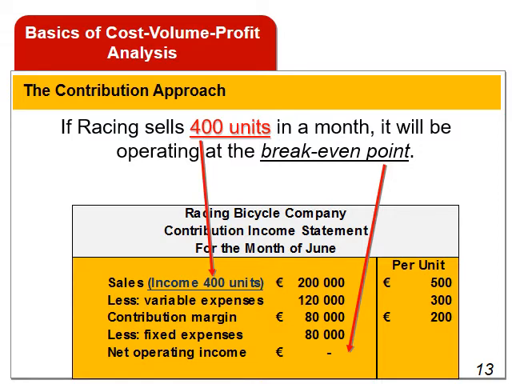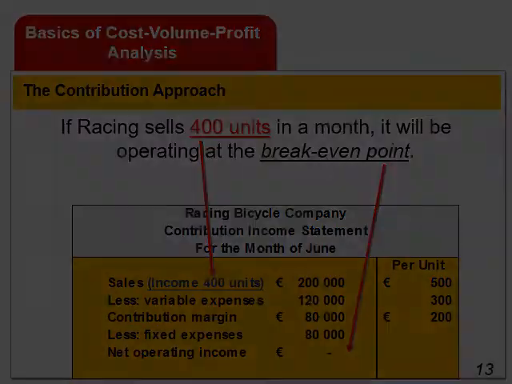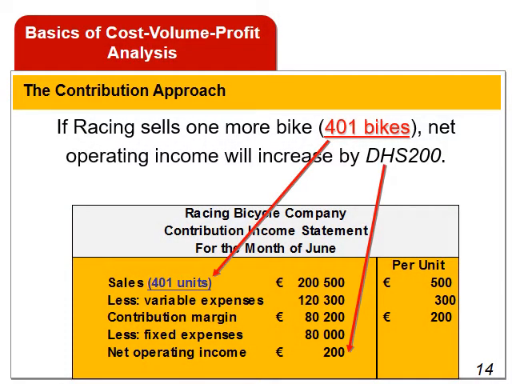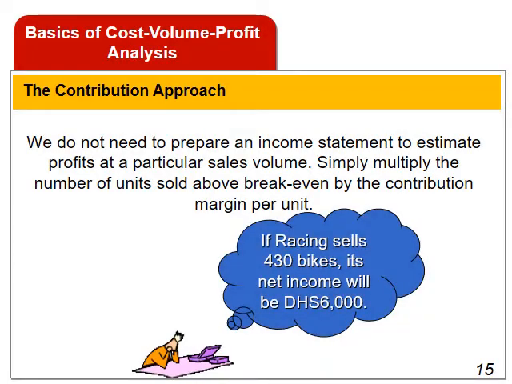If Racing sells one more bike, 401 bikes, net operating income will increase by 200 dirhams. You can see that the sale of one unit above the break-even point yields net income of 200 dirhams for Racing Bicycle. If we develop equations to calculate break-even and net income, we will not have to prepare an income statement to determine what net income will be at any level of sales.